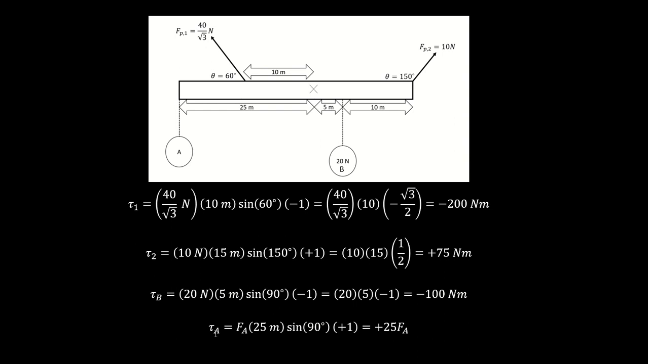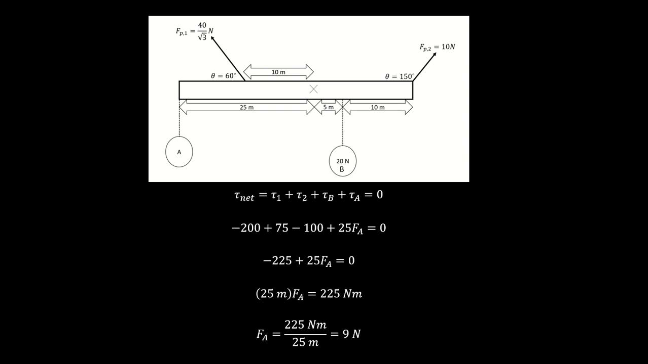And then torque A, we're trying to find the weight, we're trying to find its force. So if we multiply it by the distance away, 25 meters, times +1, because a downward force that we start arcing toward our point of rotation is going to be a positive or counterclockwise torque in this case. So the best we get is that torque A equals +25 times its weight.